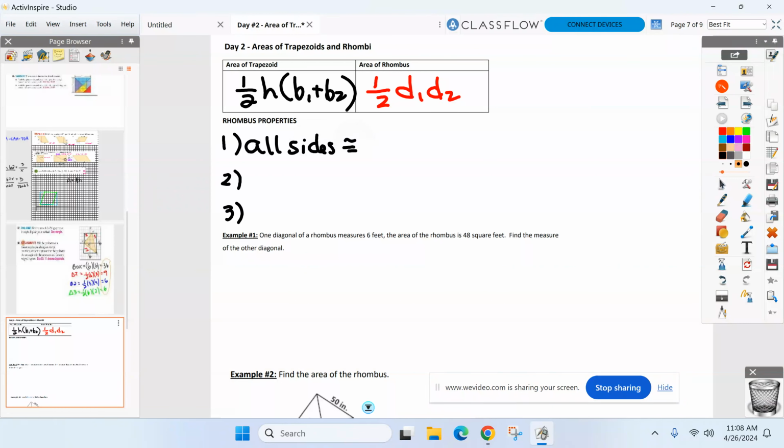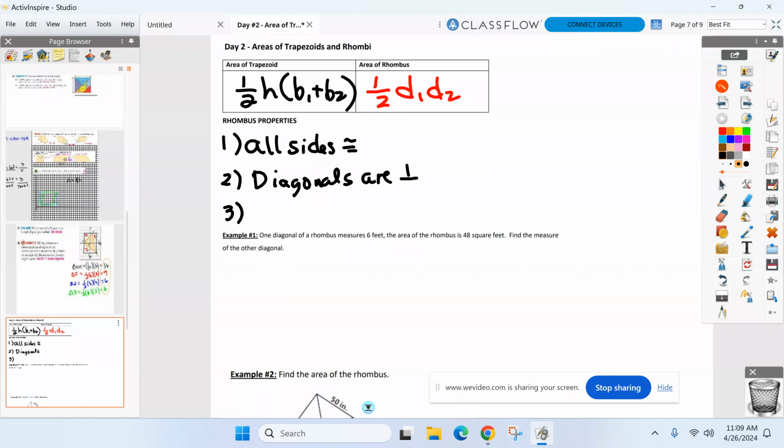Other properties, and here's a hint of the ones I'm looking for. Remember what the formula involves. There's a lot. If you say opposite sides, opposite angles congruent, you're right, but it's not going to help me find the area. Zeev? Diagonals, good. Diagonals form right angles, or are perpendicular. Yes, they form right angles. Does the longer bisect the shorter? That's in a kite. So I'm looking at something else about the diagonals.